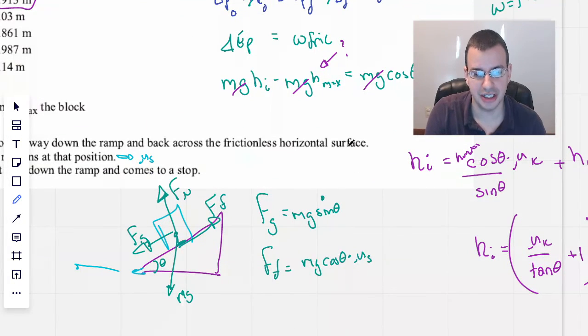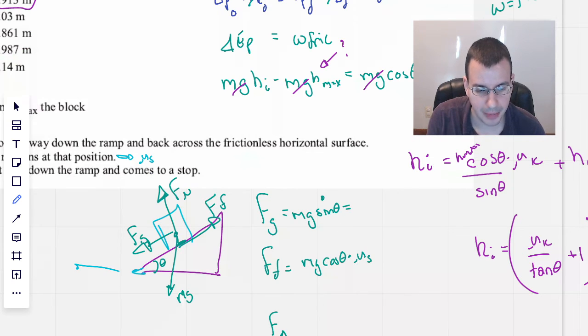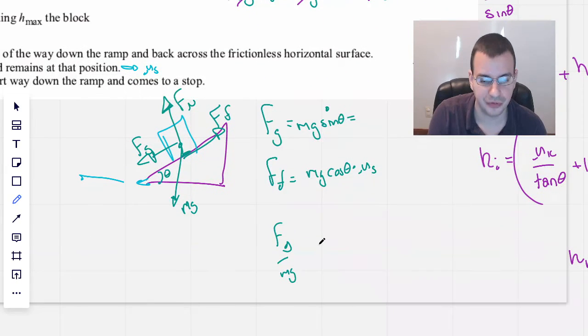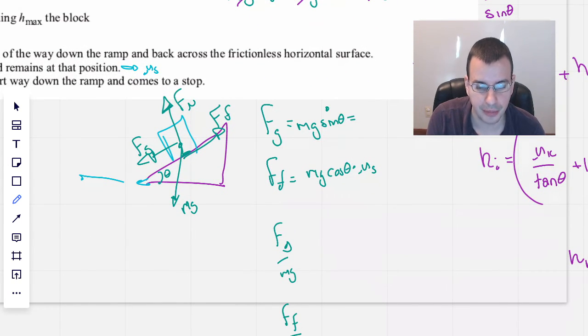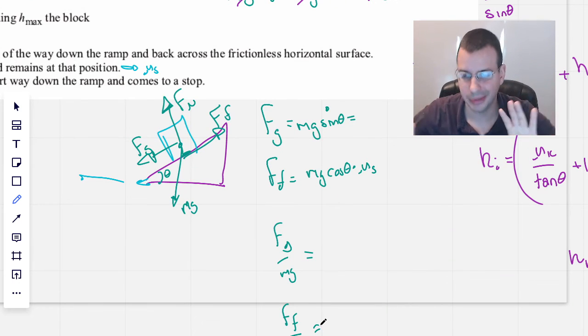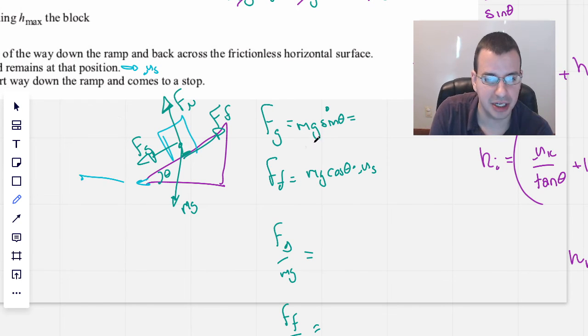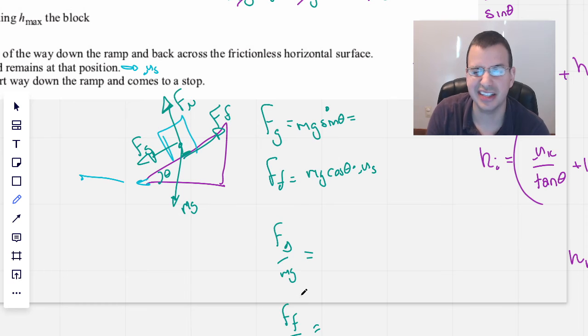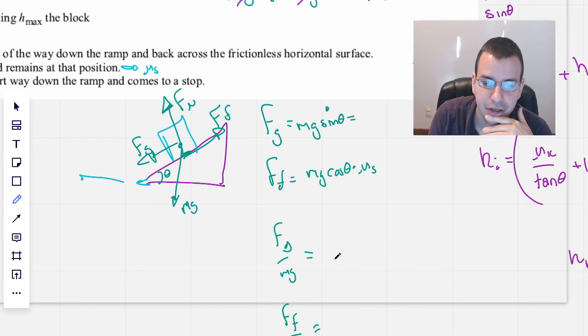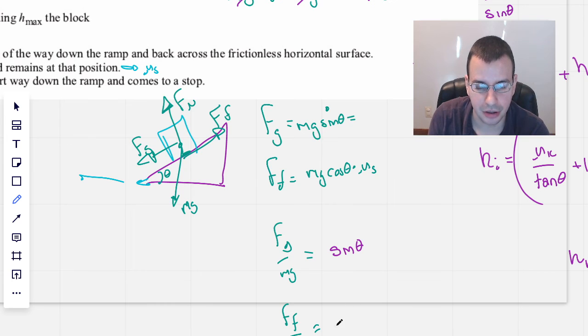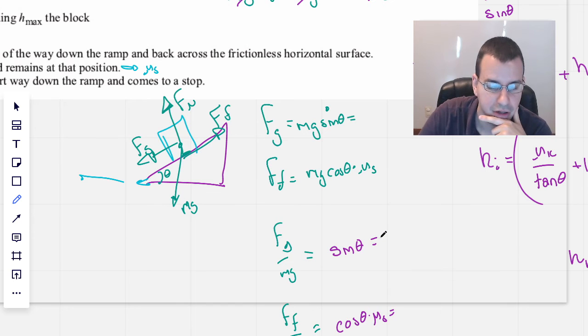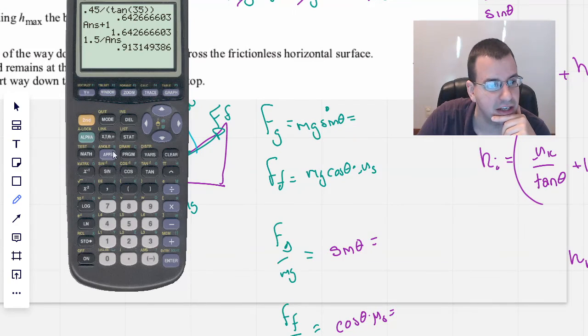So we want to see which of these is bigger. I'm actually going to look at force gravity over mass times gravity and force of friction over mass times gravity, because they both have gravity, and I don't really want to set them equal to each other because they might not be equal. I'm just going to divide both sides by mass times gravity. It's kind of like canceling it out, but not really. So we want to see if sine of theta is bigger or cosine of theta times the coefficient of static friction is bigger.